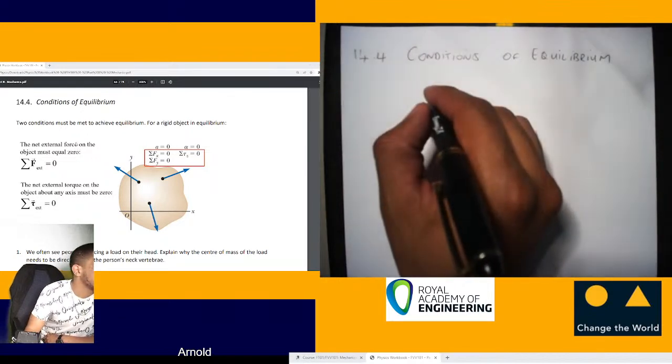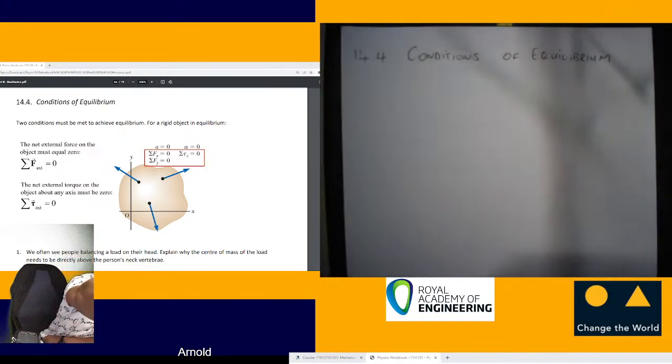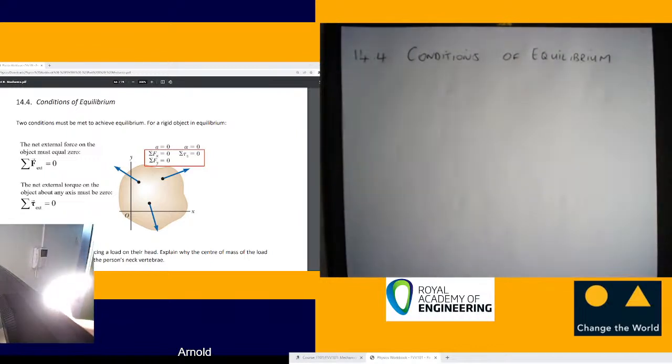Okay. Where were we? It's not that much better now. I wonder, wasn't it better if we just had it off? Or maybe I should move it to that side. The conditions for equilibrium. Okay, then I'm going to switch off my face camera because it's going to reflect off me now.